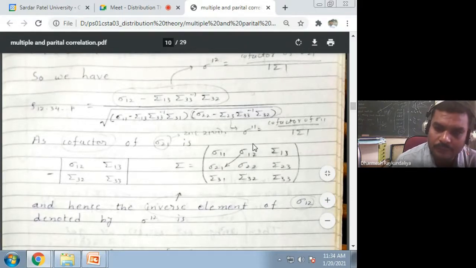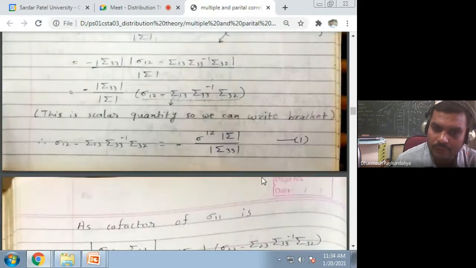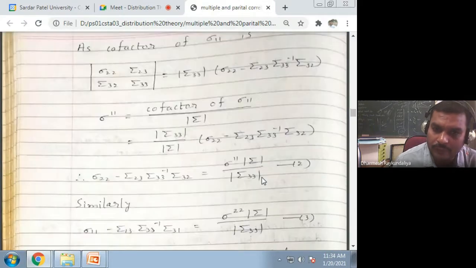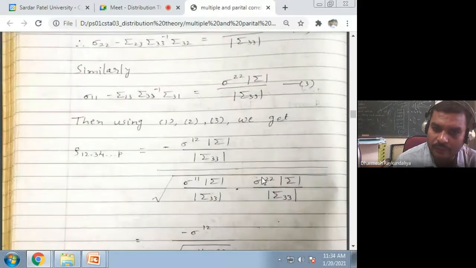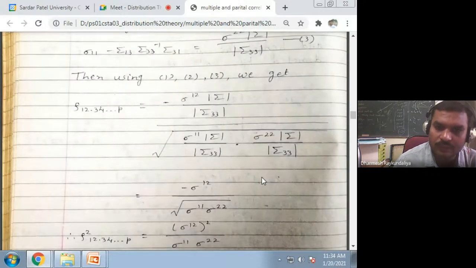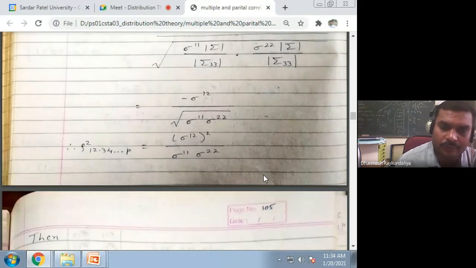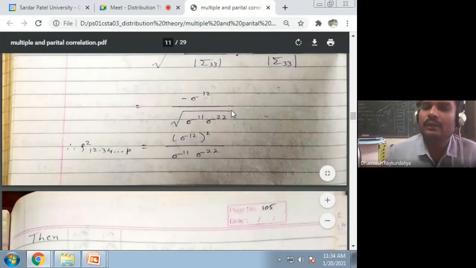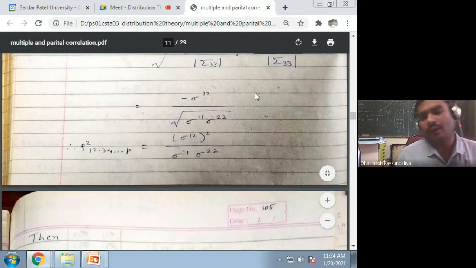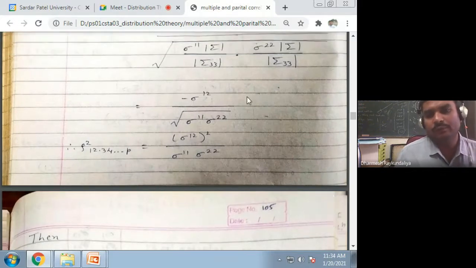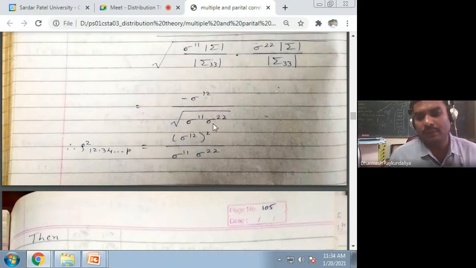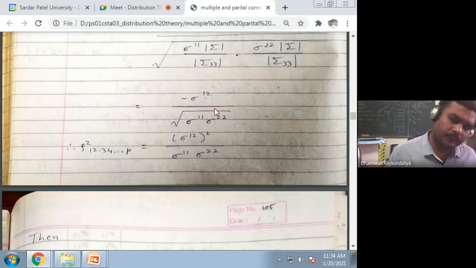So use this and use this and use this, which is in the inverse matrix, that position. So take that value and just substitute it in this formula, and you can easily find out the inverse of this. You can easily find out the partial correlation. So partial correlation is nothing but minus the inverse of sigma 1 2 divided by the square root of inverse of sigma 1 1 and inverse of sigma 2 2.